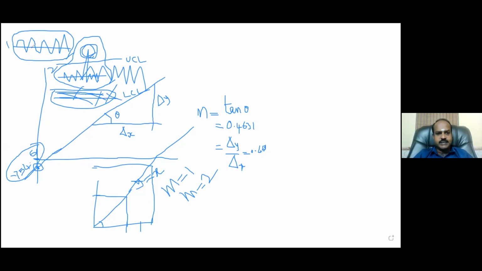Which is preferred in industry, scenario 1 or scenario 2? 1 is preferred. 1 means all the points you plot will be inside the control limit. 2 means a few points will be outside the control limit. So 2 is definitely a sign of abnormality. Sometimes the 1 also may have abnormality.